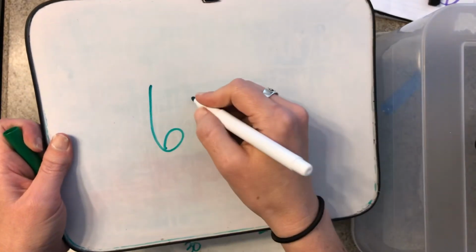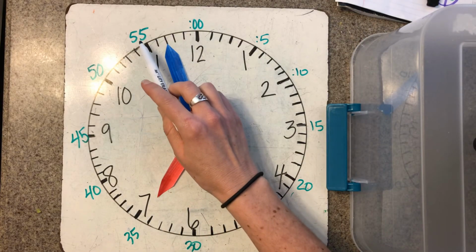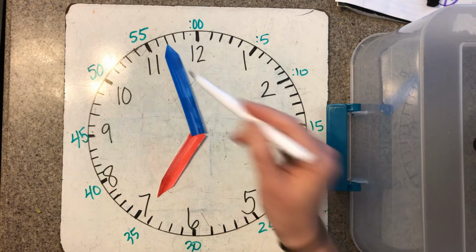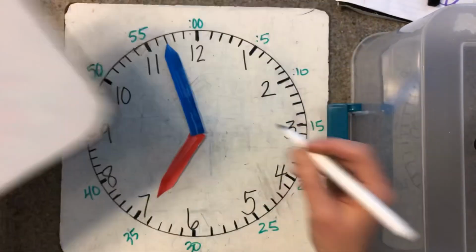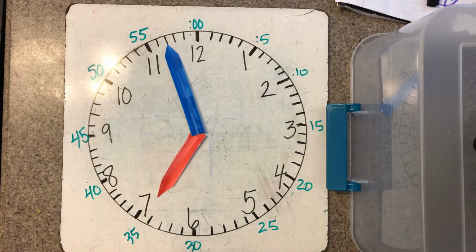So our hour is 6. And then with our minutes, our 11 represented 55 minutes past, so this would be 56 and 57. So our time would be 6:57. So it's getting close to 7 o'clock, but it's not quite there yet. And that is how you read time to the nearest minute on a clock.